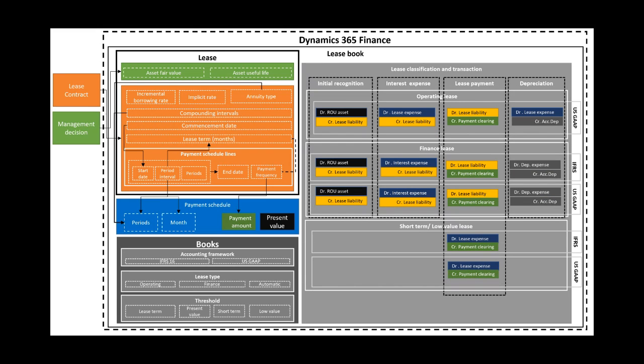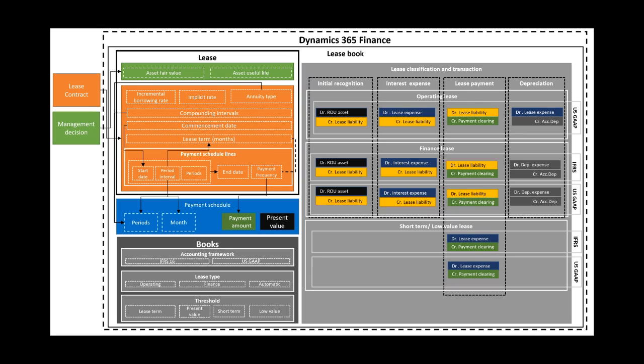Then we have the lease classification and the transaction. As we see, we have mainly 4 types of transactions for each lease type. To be precise, for operating lease and finance lease, and short-term lease and low-value lease, we only have the lease payment. So let's start with the initial recognition.